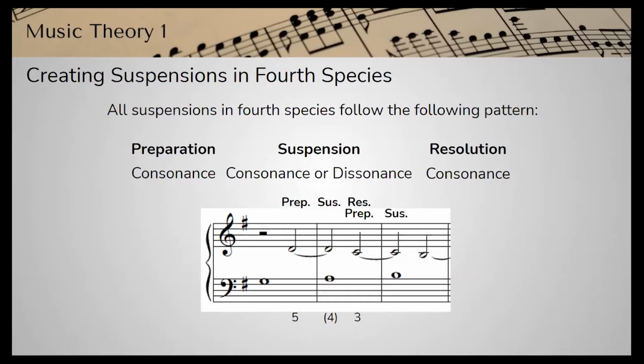So that third, that was our resolution, is now our preparation. That gets held over so that it becomes a second with the B natural. And then that second needs to resolve to a resolution, in this case, a unison. So they always go preparation, suspension, resolution, and they always overlap.